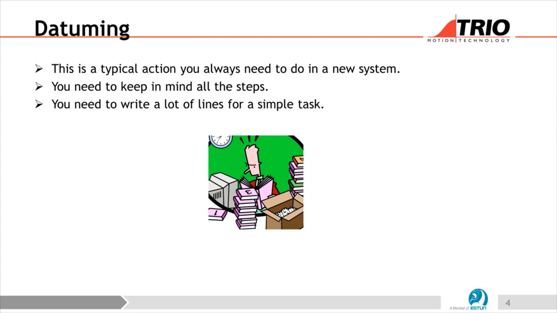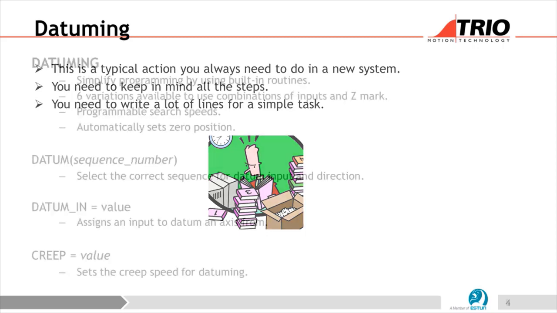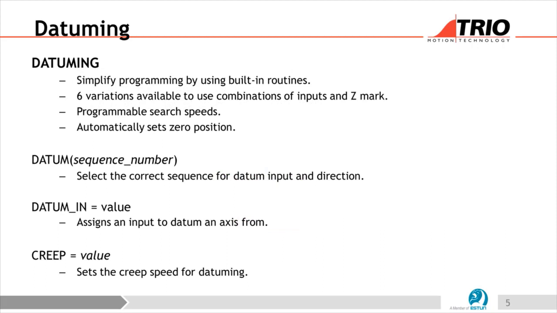So this is a typical action you'll always need in the system. You need to keep in mind all the steps. You need to write a lot of lines for a simple task, but in this one you will see there are 6 variations available to use the inputs and the Z mark for the datuming. As I mentioned to you, there are several types of datuming you can do.